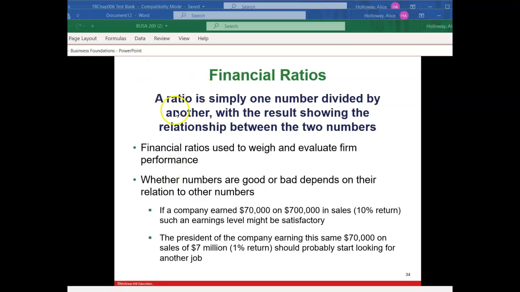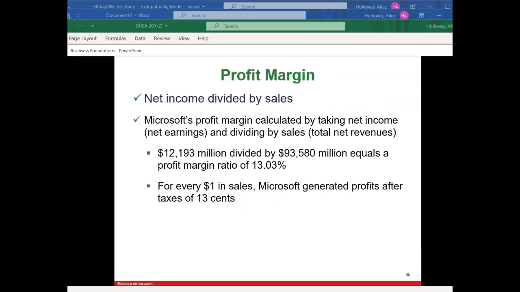Now you'll have financial ratios. The ratio is simply one number divided by another. That's really what it is. One number divided by another, which results in showing the relationship between the two numbers. So financial ratios are used to weigh and evaluate the firm's performance. It's also a good opportunity to take a look at this and see exactly where your ratios are in your business, if you have a business, or just really trying to understand the health and strength of the organization in which you're working.